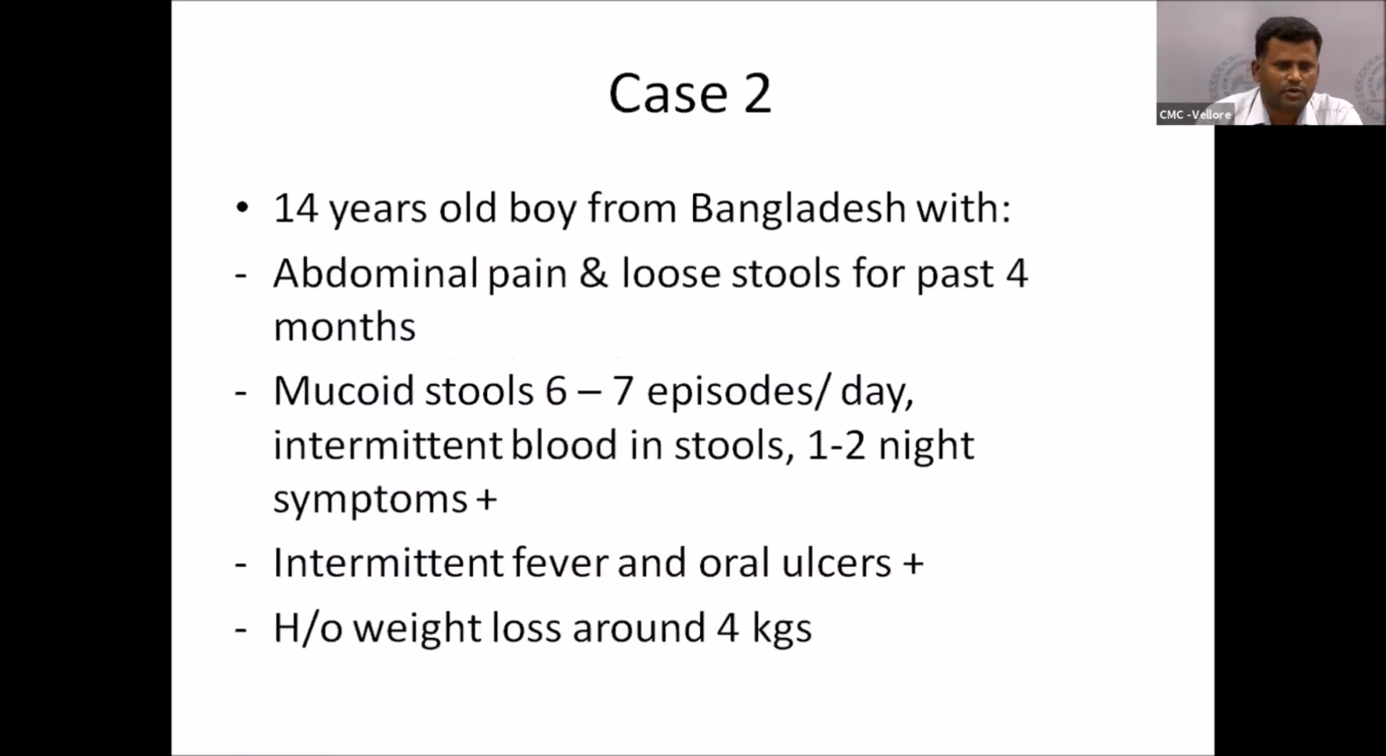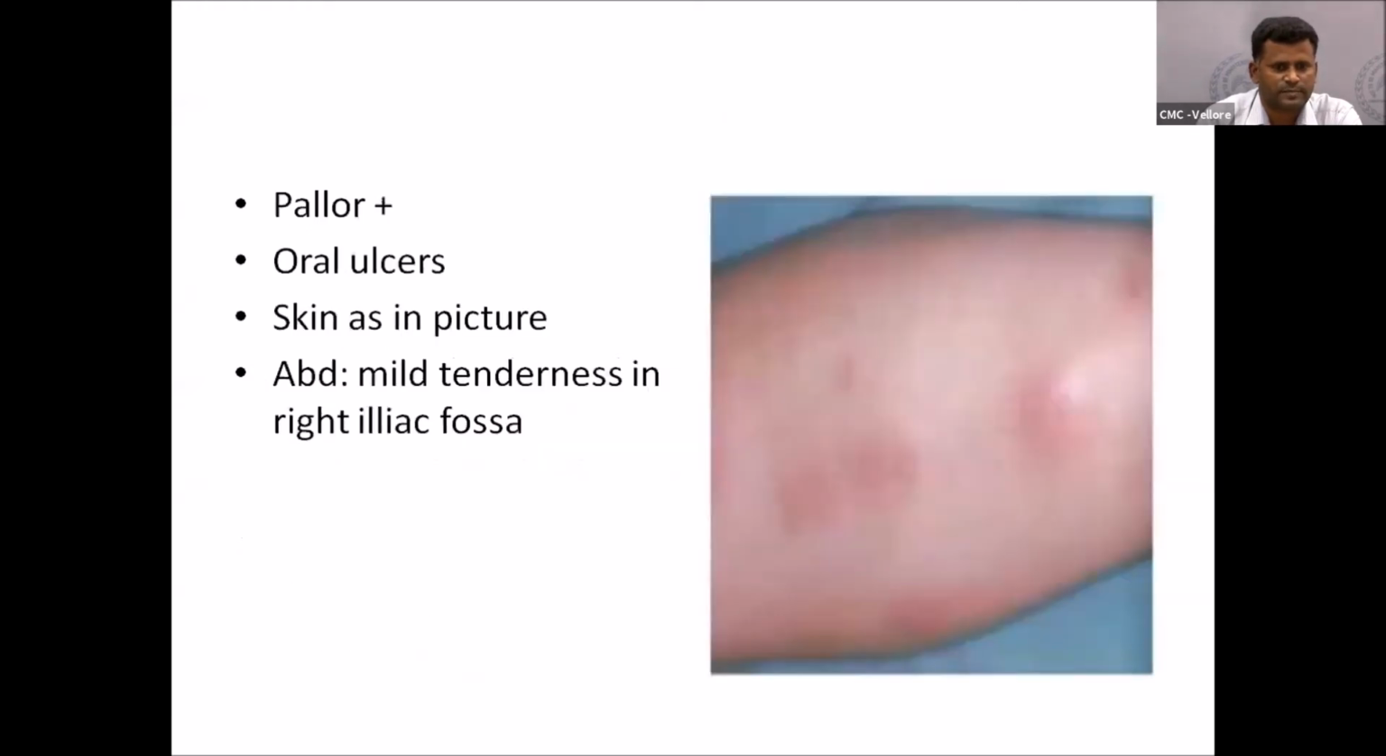Second scenario: a 14-year-old boy from Bangladesh who has come with a history of abdominal pain and loose stools for 4 months. It was mucoid stools, 6 to 7 episodes per day, and intermittent blood in stools is there, and 1 to 2 night symptoms also there, and intermittent fever and oral ulcers are there. History of weight loss of around 4 kgs in these 4 months.